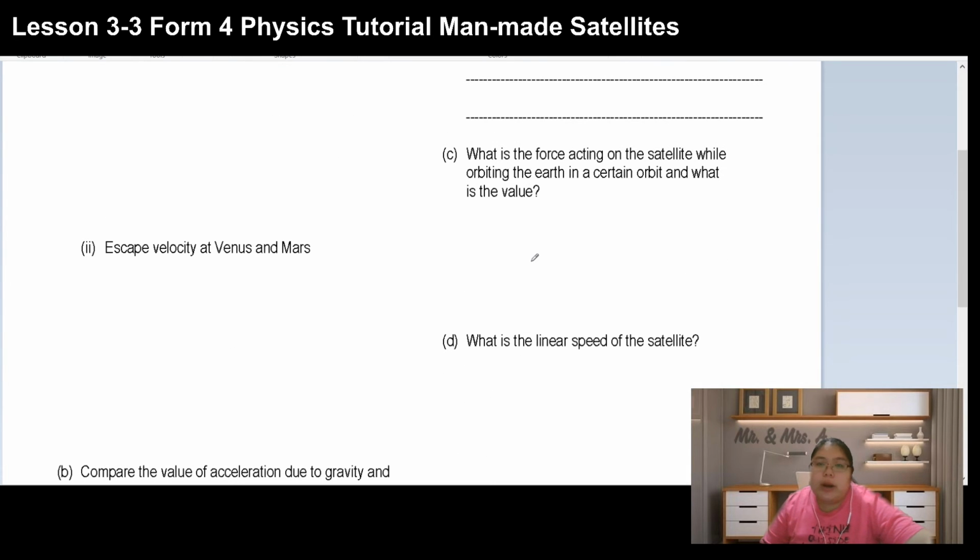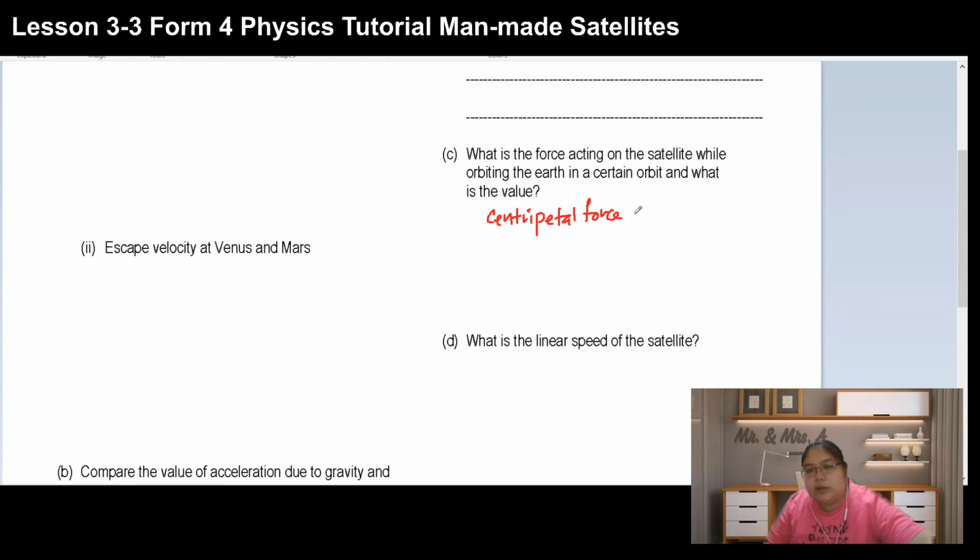Okay, C. What is the force acting on the satellite while orbiting the Earth in a certain orbit, and what is the value? So first one, what force is acting on the satellite? Okay, the force here should be the centripetal force. Centripetal force acting on the satellite. Now they ask you, what is the value? This force is what value?